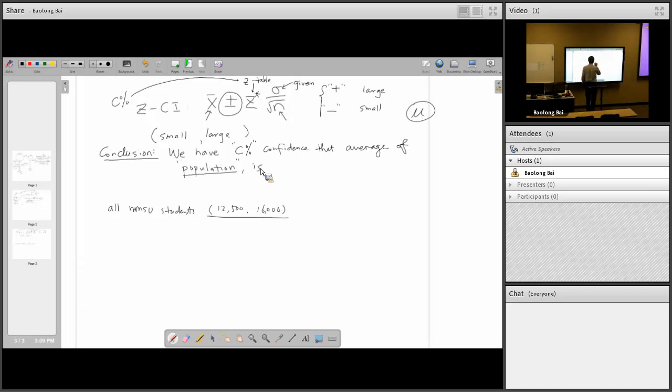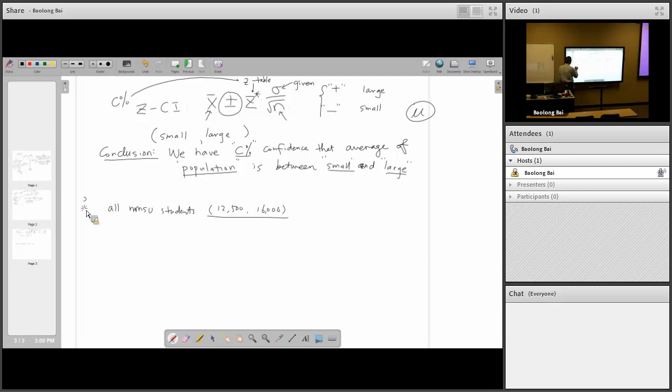And then that will be: the average of the population is between the small number and the large number. So this is my recommended format. You just need to replace the corresponding parts in quotations regarding your subject matter.